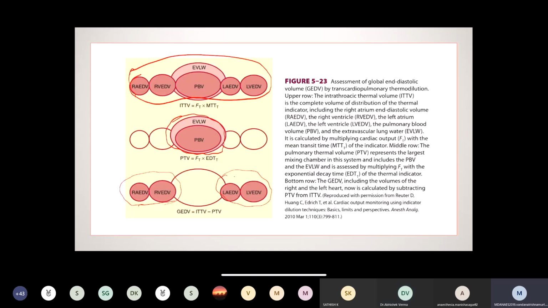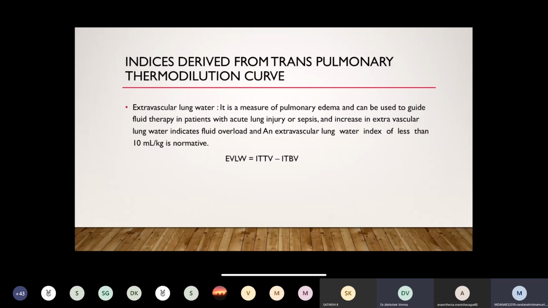Yes, sir. Can you explain on the graph how they are calculating? Yes, sir. The extravascular lung water is nothing but the total intrathoracic thermal volume minus the pulmonary blood volume. So we subtract this from this, such that you will get this. Previous slide. Show previous slide. This one, sir. No, previous.